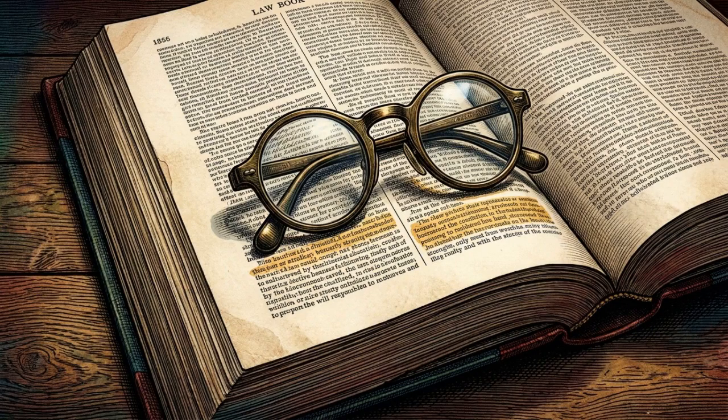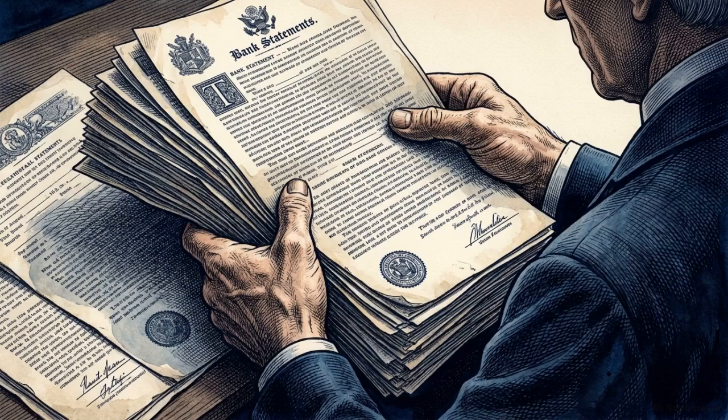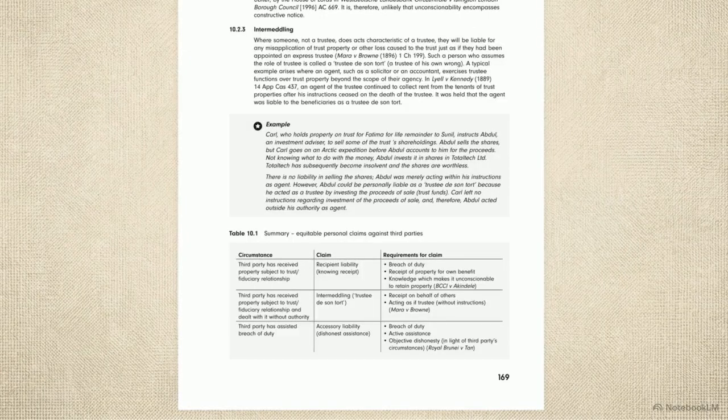Securing a victory under any of these avenues hinges on a fiercely litigated spectrum. The court will scrutinize the third party's exact state of mind at the precise moment the breach occurred. This table outlines equitable personal claims against third parties. We start with accessory liability, or dishonest assistance.